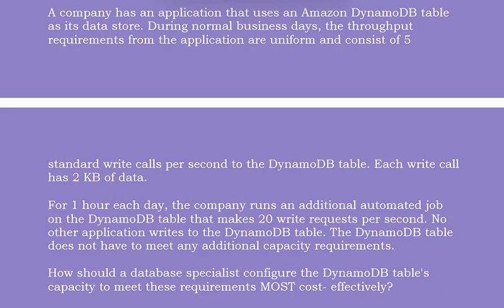For 1 hour each day, the company runs an additional automated job on the DynamoDB table that makes 20 write requests per second. No other application writes to the DynamoDB table. The DynamoDB table does not have to meet any additional capacity requirements. How should a database specialist configure the DynamoDB table's capacity to meet these requirements most cost effectively?